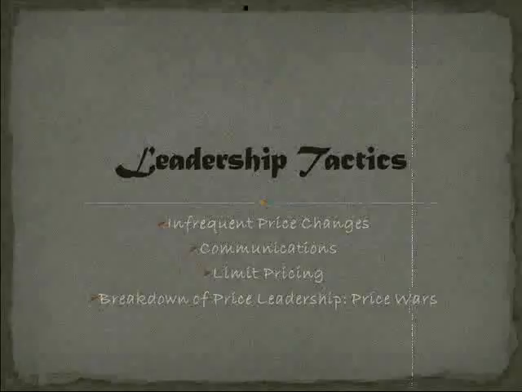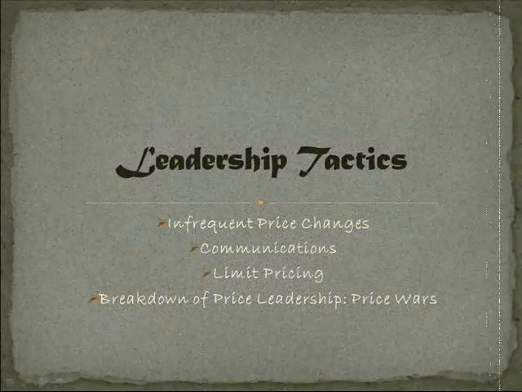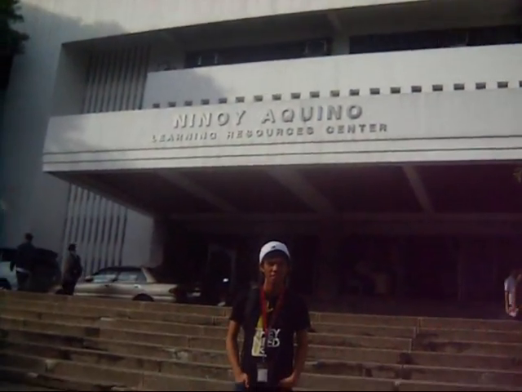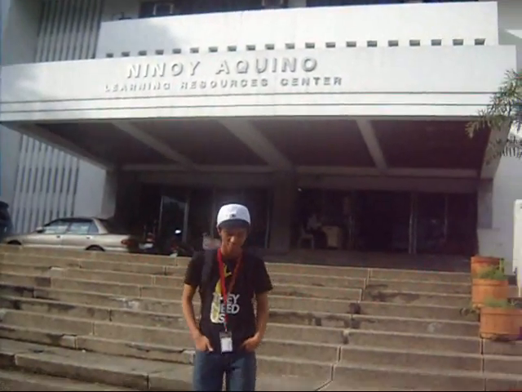Price leadership model. Usually, the largest or the most efficient firm in the industry is the leader, and the others automatically follow the leader. Leadership tactics. An examination of price leadership in a variety of industries suggests that price leaders should observe the following tactics.